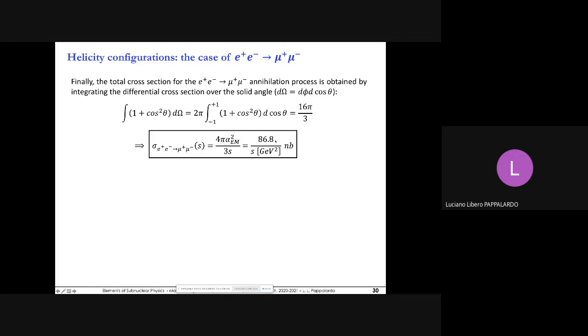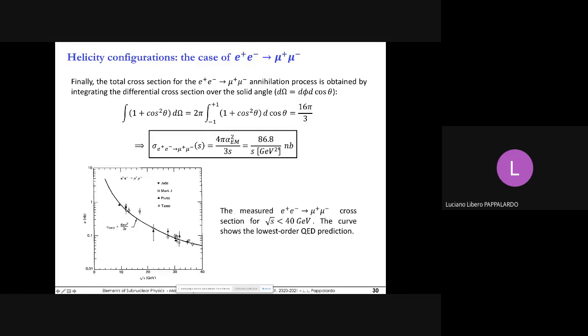You can also put numbers here. You put the experimental value of alpha, you have pi, you have 3. So if you put numbers, you can write this in terms of only the s dependence, and you will get the result in GeV at the end. So you get your result in nanobarn if you express your s in GeV squared.